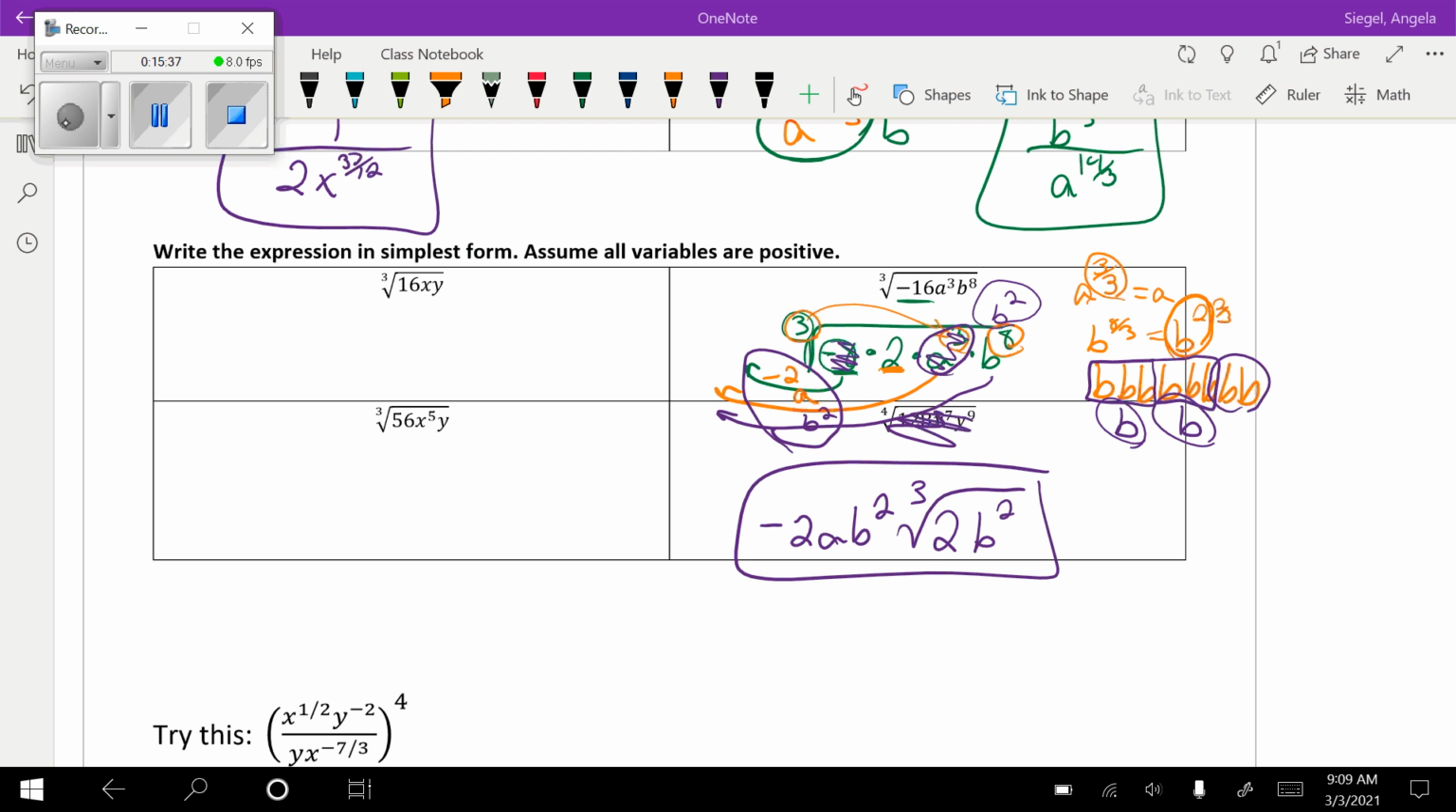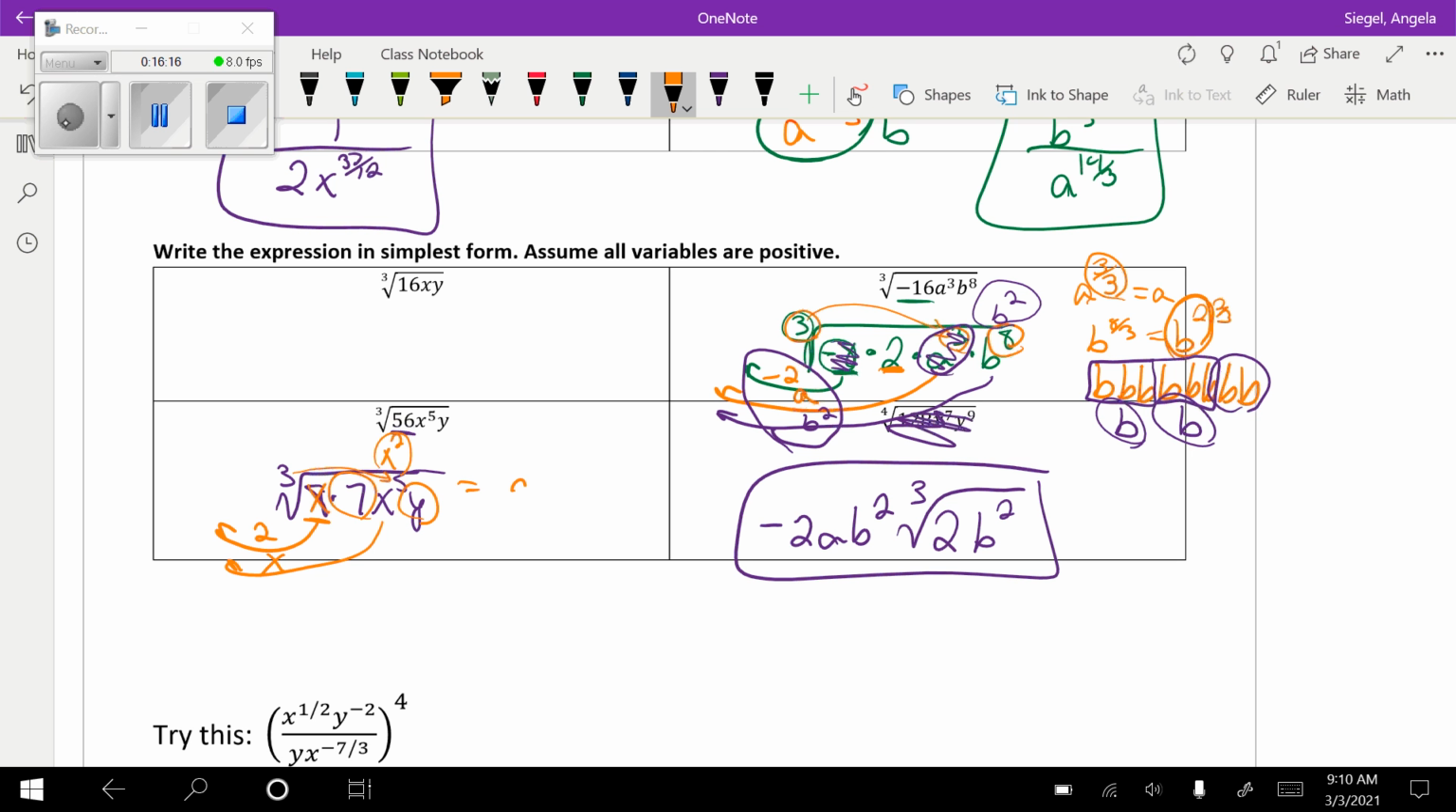Okay, let's do the same thing here. So I'm looking for a perfect cube that is a factor of 56. So 8, and I know that 8 times 7 is 56. I have an x to the 5th and a y. So let's see how this happens again. So the cubed root of 8 is 2. So that comes out. This stays inside. 3 goes into 5 one time. So I'm going to have one x that comes out with 2 x's left over. And then 3 goes into y. That cannot come out. So that's going to stay inside as well.